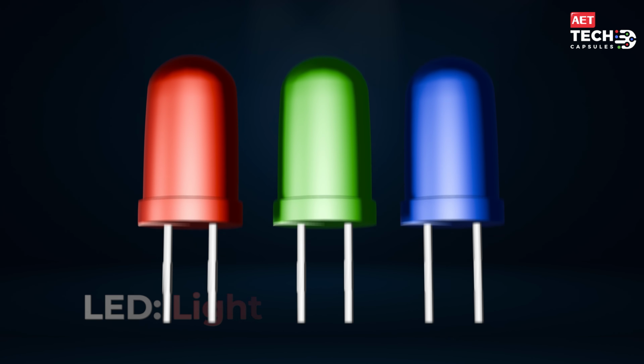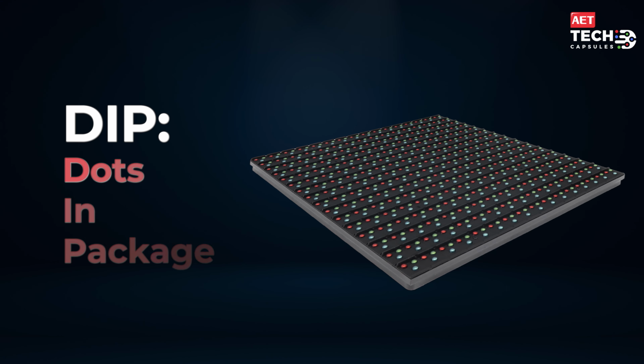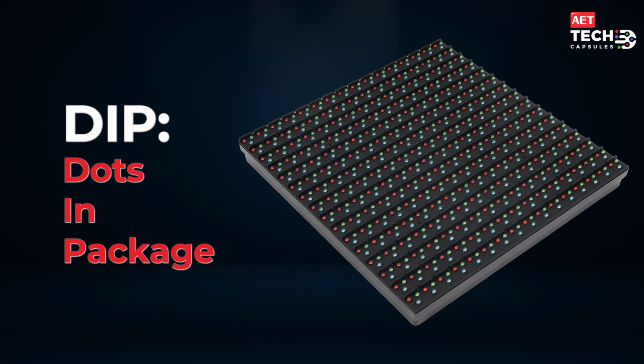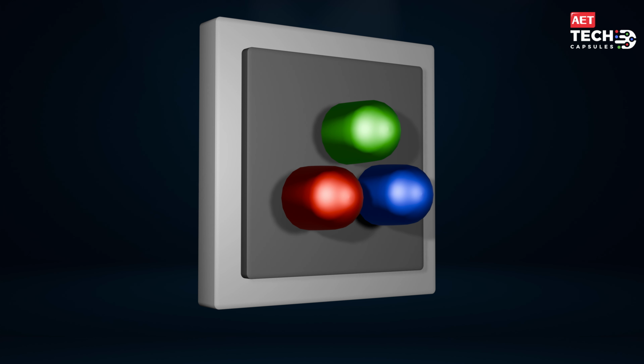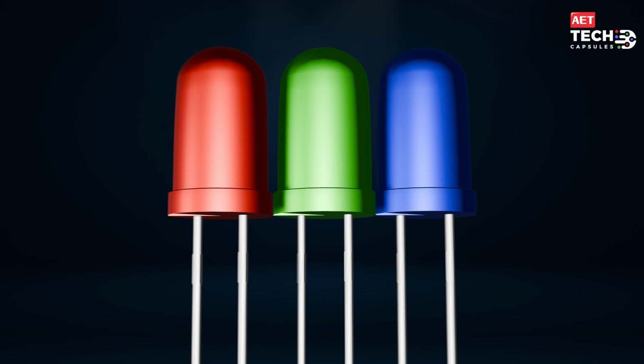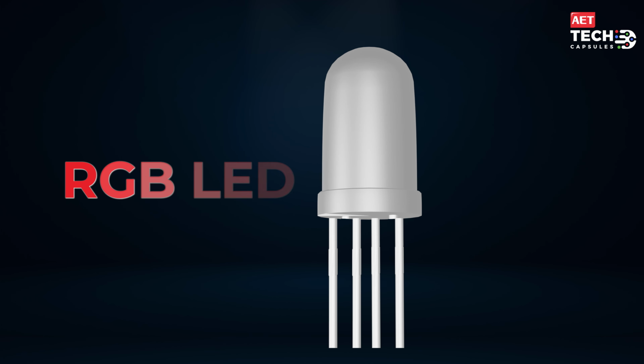So the journey of LED, which stands for light emitting diodes, starts with the first packaging, called DIP, dots in package. In DIP, the LEDs were used directly. Red, green and blue LEDs were combined and made into one group, and then used. Later, the next innovation came in DIP, where the three separate LEDs were combined into one capsule, making three colors in one, and the name given was RGB LED.